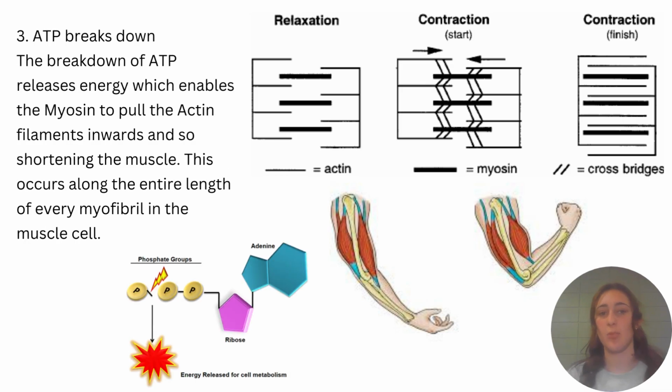The third step is the breakdown of ATP, which releases energy and enables the myosin to pull the actin filaments inwards and shorten the muscle. This occurs along the entire length of every myofibril in the muscle cell.